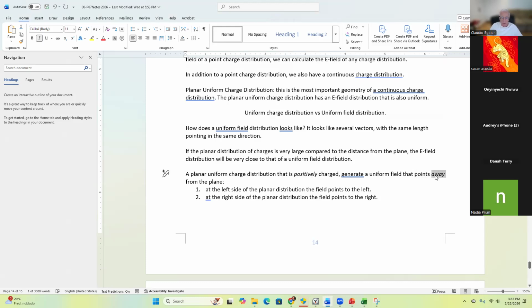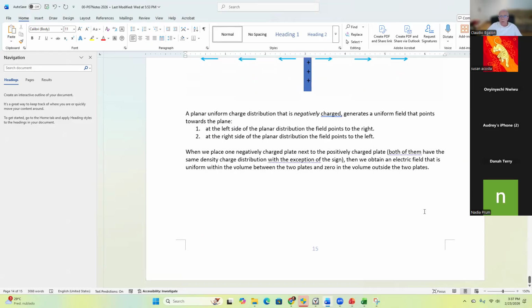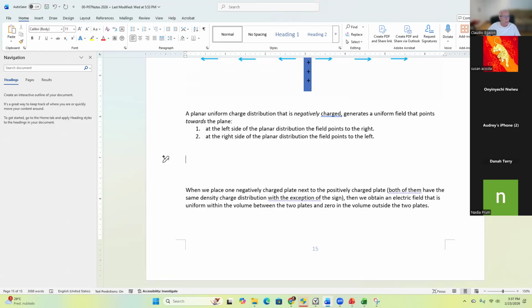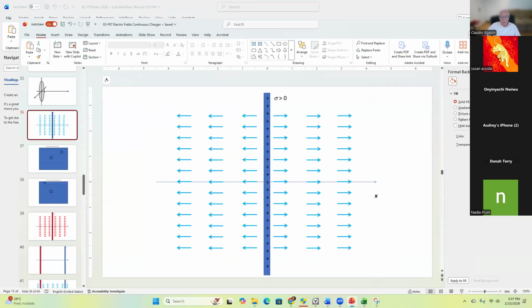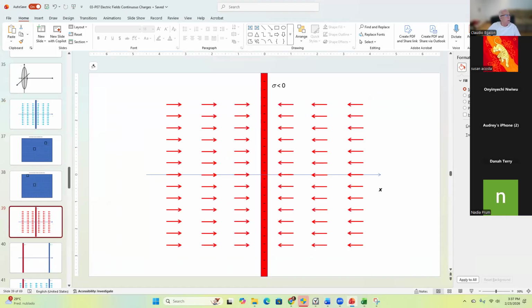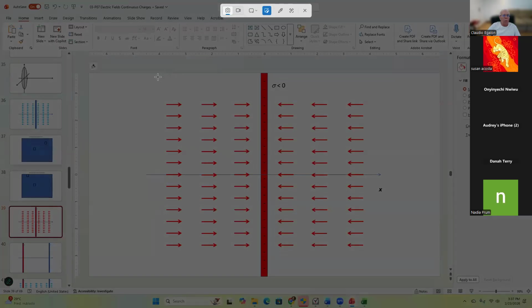Away, generates, points towards, and then we are going to get the other one here. We're almost at the point where we are going to take our break, right?